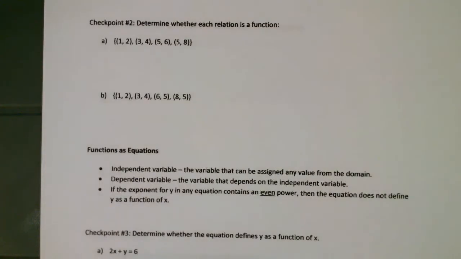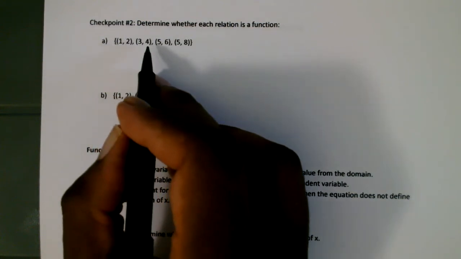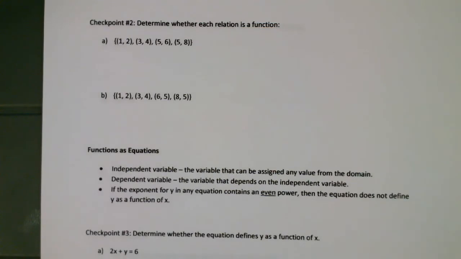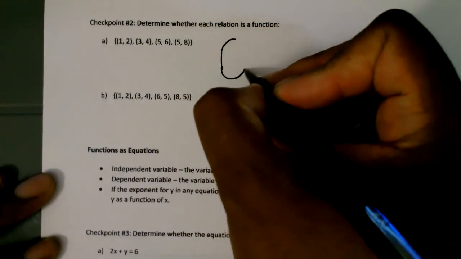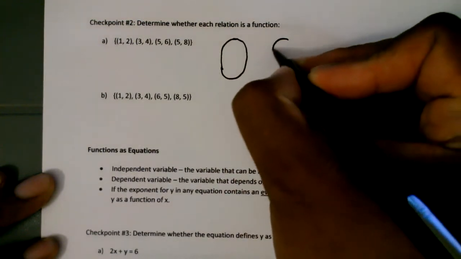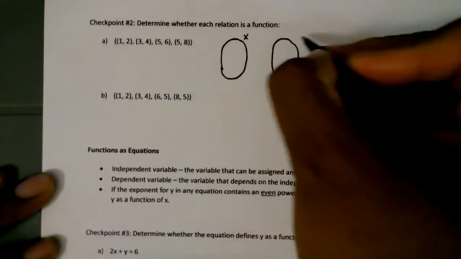All right, now let's look at some examples here. There's a couple of them. Here I want to determine from this set of ordered pairs, which is a relation, whether each one of them is a function. So in part A, I got the ordered pairs (1, 2), (3, 4), (5, 6), and (5, 8). Would that be a function? Okay, one way of doing this would be to create what they call a mapping from x to y.